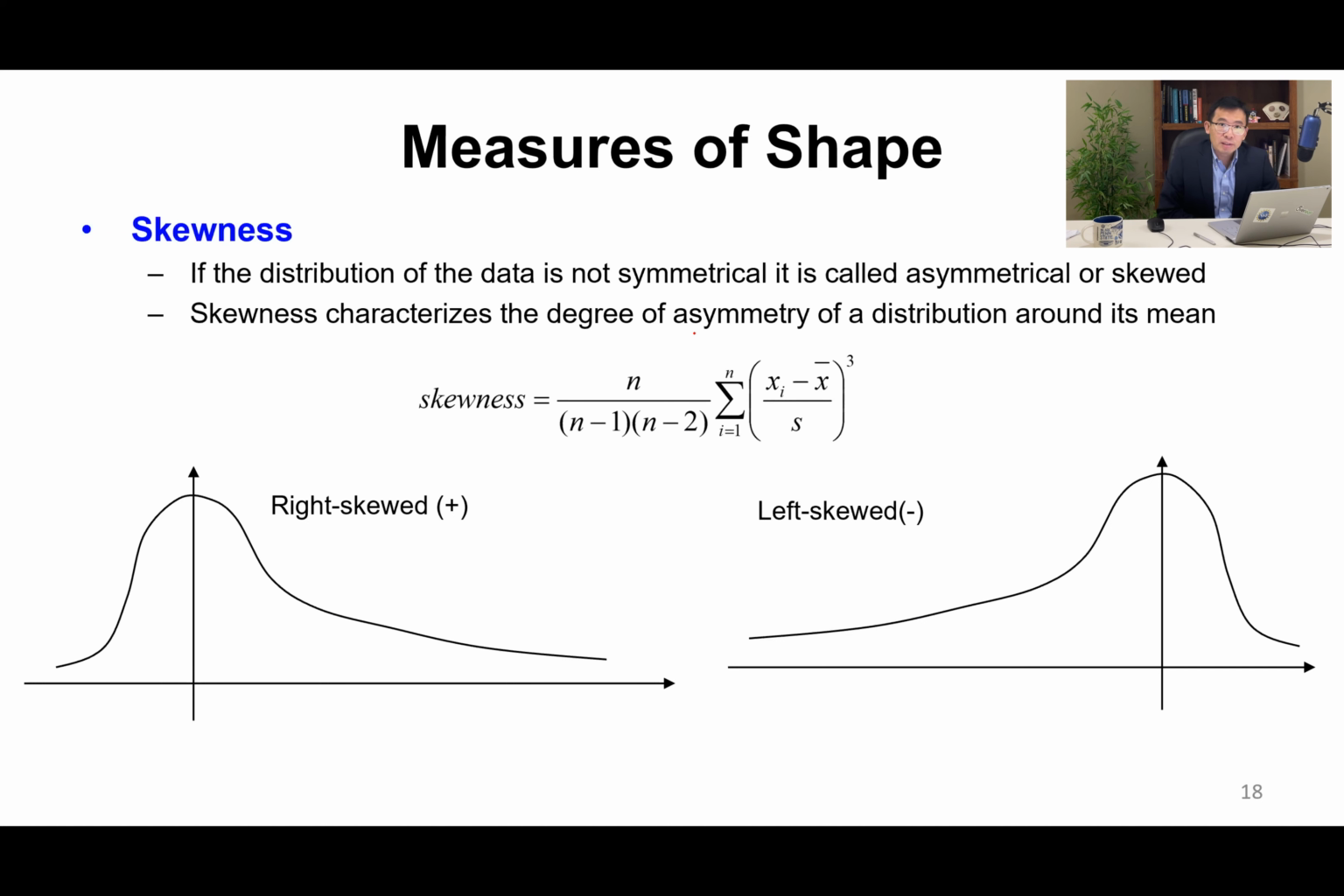The third category is the measurement of shape. The first measurement is skewness. As we can see, the data could be right skewed, then you get a positive skewness. It can also be left skewed, then you get a negative skewness. If the data distribution is not symmetrical, then we call it asymmetrical or skewed. So skewness characterizes the degree of asymmetry of a distribution around its mean, and skewness is calculated using this equation.